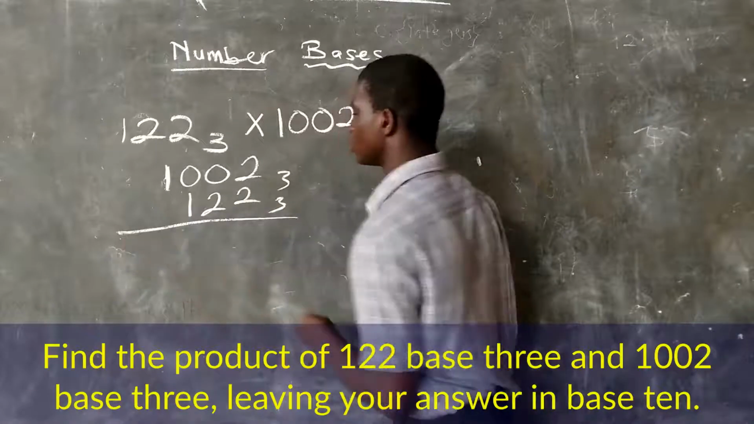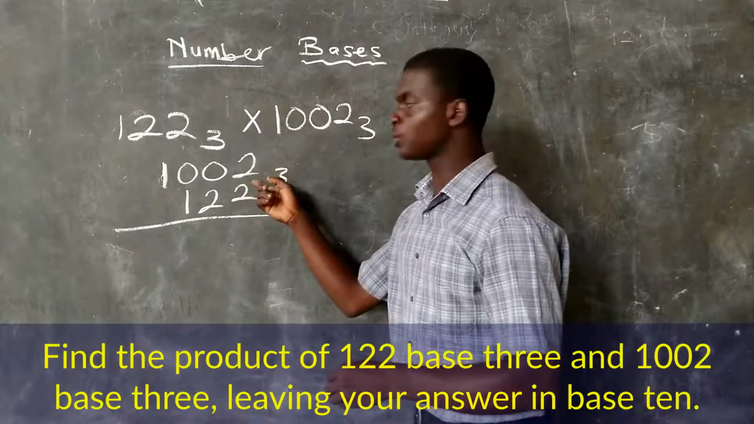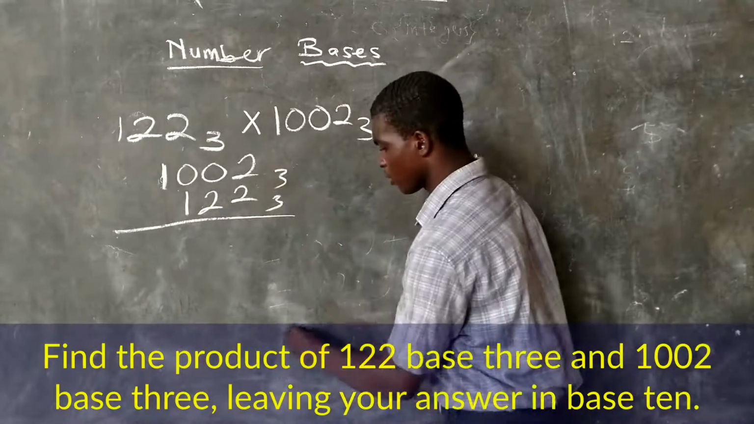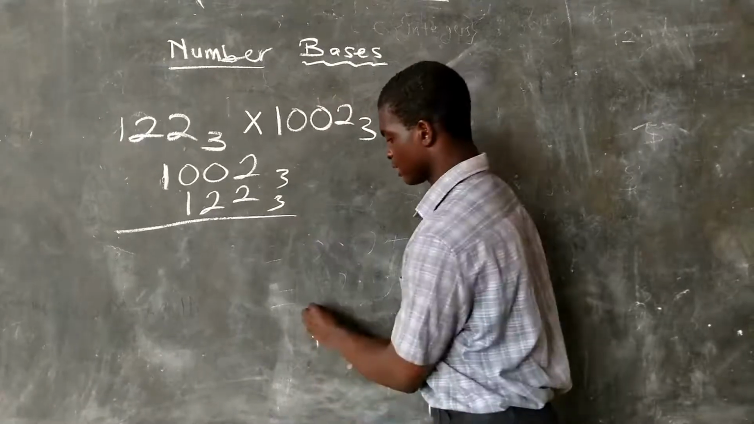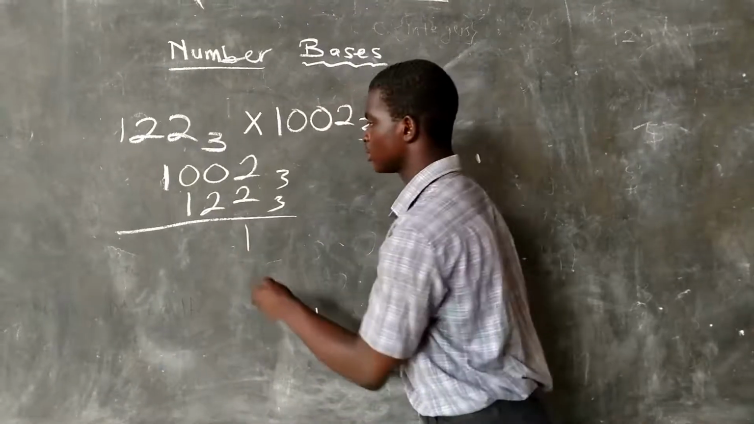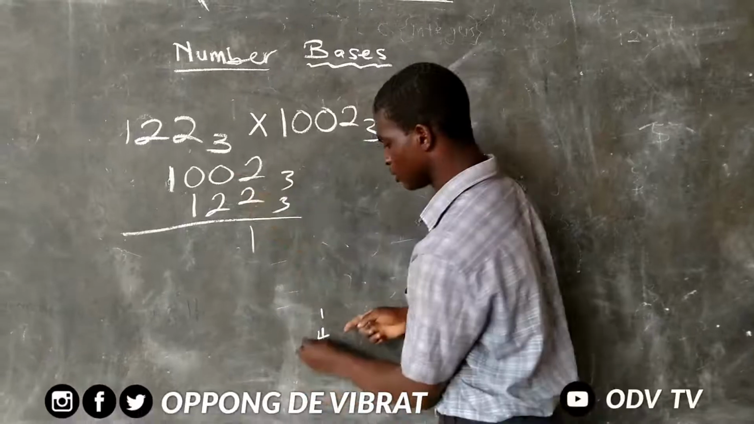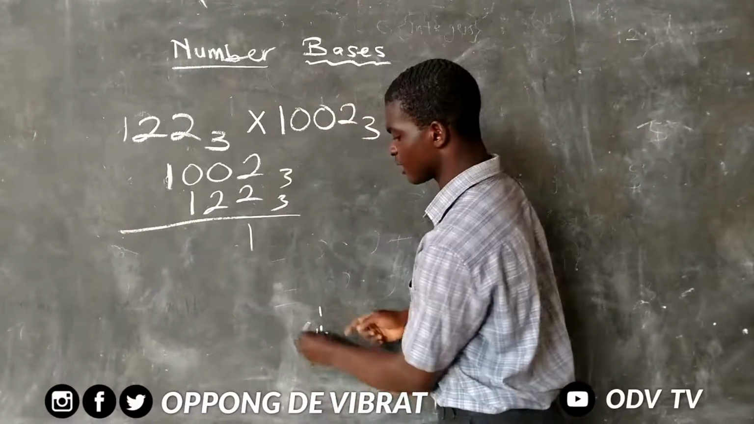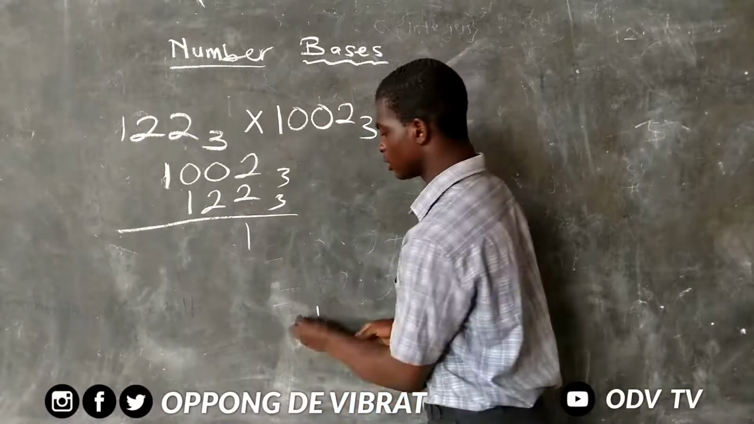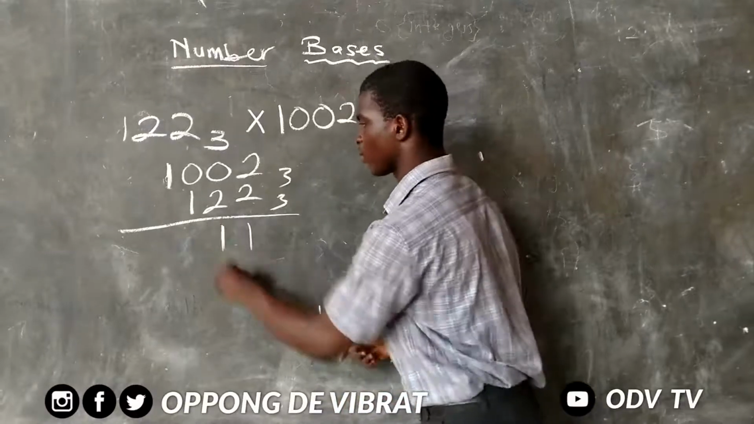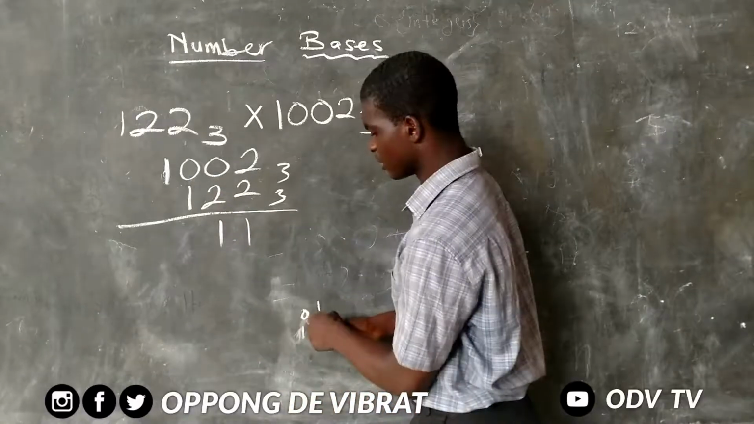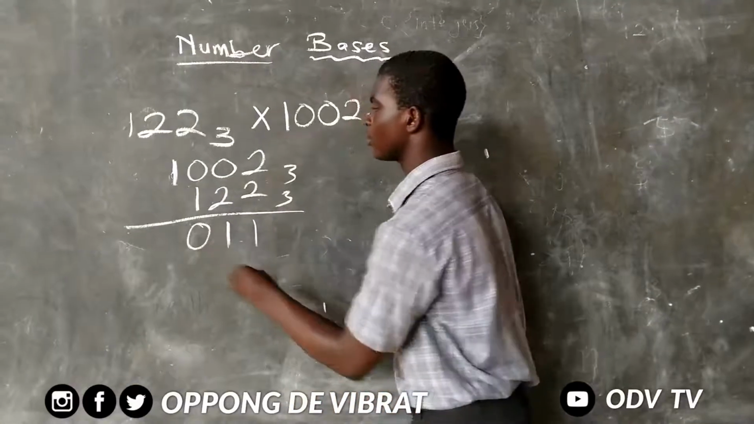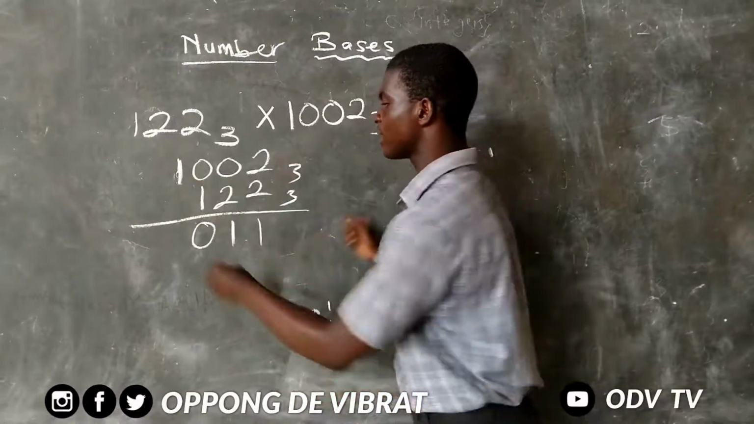Looking at this, 2 multiplied by 2 gives you 4. 3 goes into 4, 1, giving you a remainder of 1. 2 multiplied by 0 gives you 0, plus the 1 over here gives you 1. 3 goes into 1, 0, giving you a remainder of 1. 2 multiplied by 0 gives you 0. We have 0 over here, and so it gives us 0. 2 multiplied by 1 gives us 2.